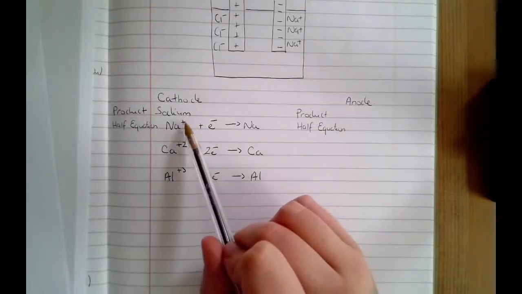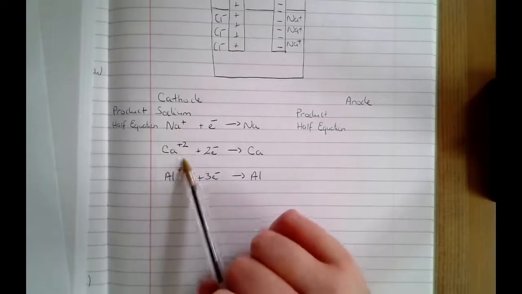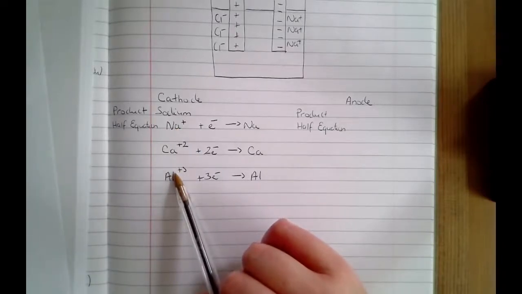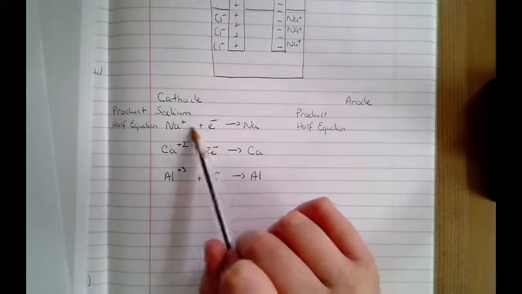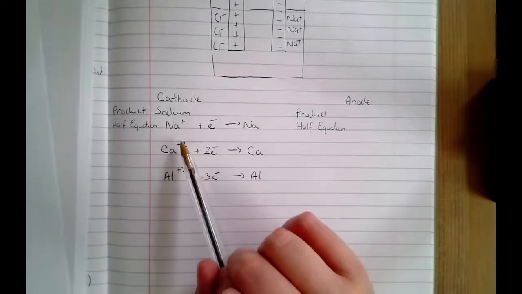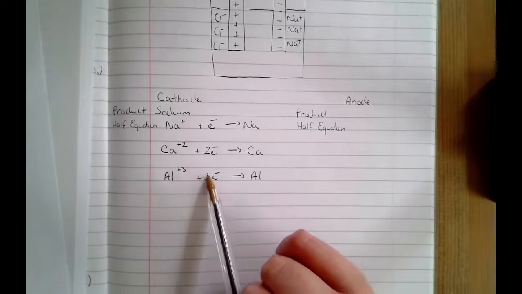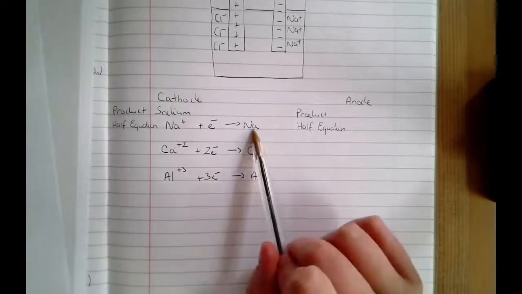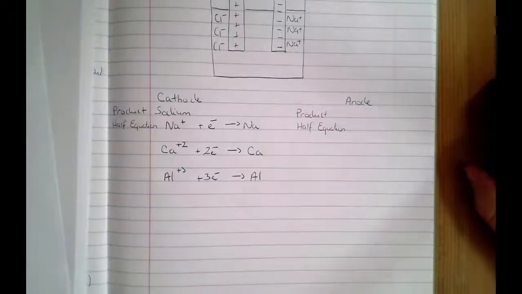Your metals are always going to be positively charged. They've always lost electrons in the reaction. To get them back to the atoms, you need to give them those electrons back. If they're 1+, give it 1 electron back. 2+, give it 2 electrons back. 3+, give it 3 electrons. And then you end up back at the neutral atom. You end up back at the element that you started with.